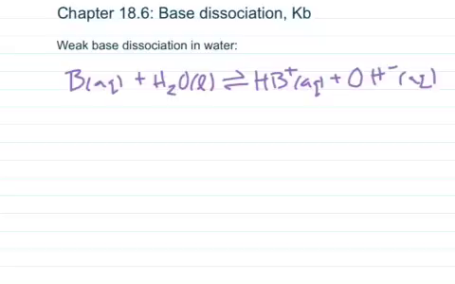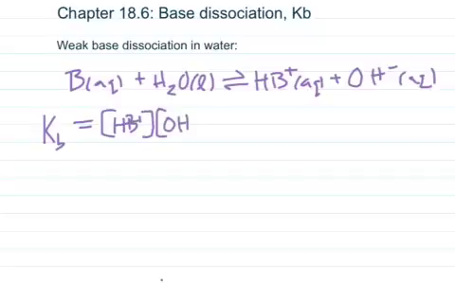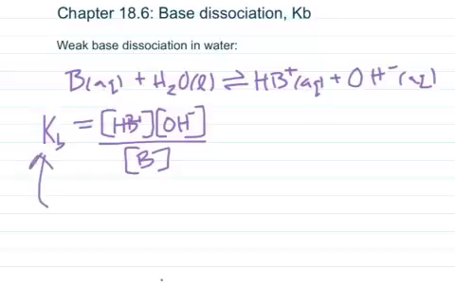The constant is Kb, referring to the base, all over the products, so it'll be the acid all over the hydroxide, all over the base. This Kb refers to base dissociation constant.